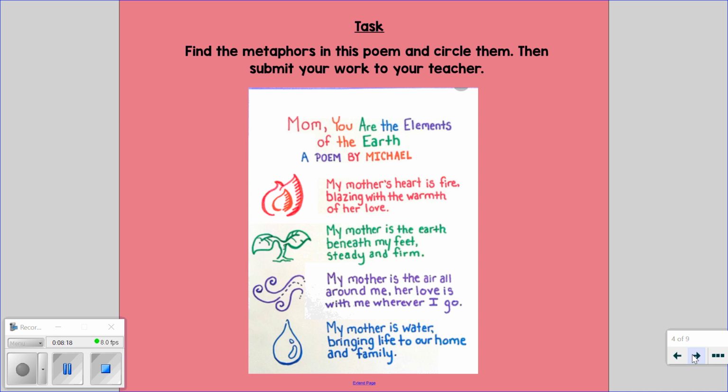Mom, you are the elements of the earth. A poem by Michael. My mother's heart is fire, blazing with the warmth of her love. My mother is the earth beneath my feet, steady and firm. My mother is the air all around me. Her love is with me wherever I go. My mother is water, bringing life to our home and family.